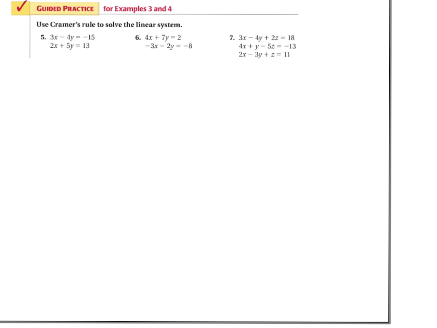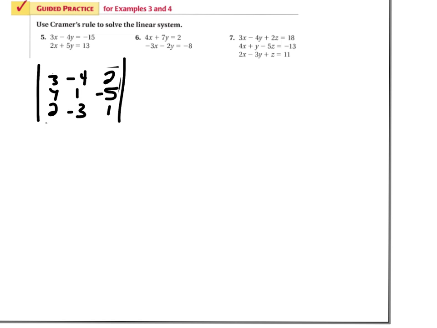So we have number 7 here, and I need to write a coefficient matrix, and I would get 3, 4, 2, negative 4, 1, negative 3, 2, negative 5, and 1. And I need to find the determinant of that. So in order to not rewrite that, I'm just going to erase the matrix brackets and throw in my bars, which tells us that we're going to find that determinant.